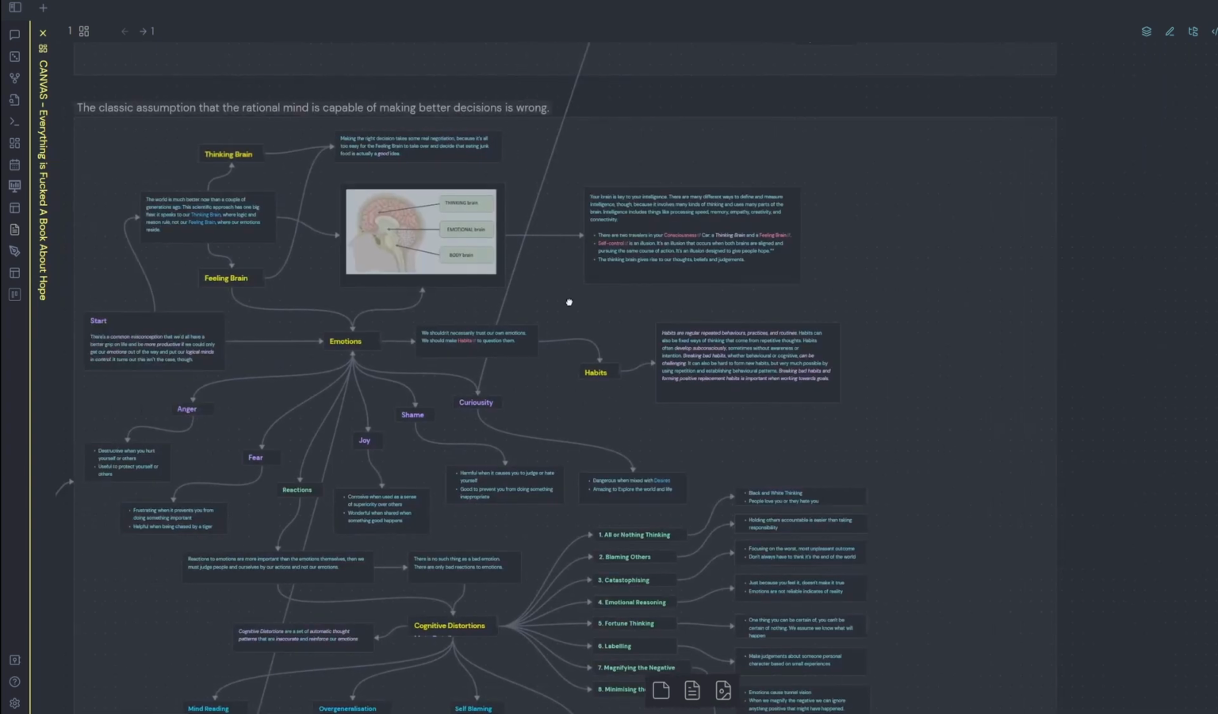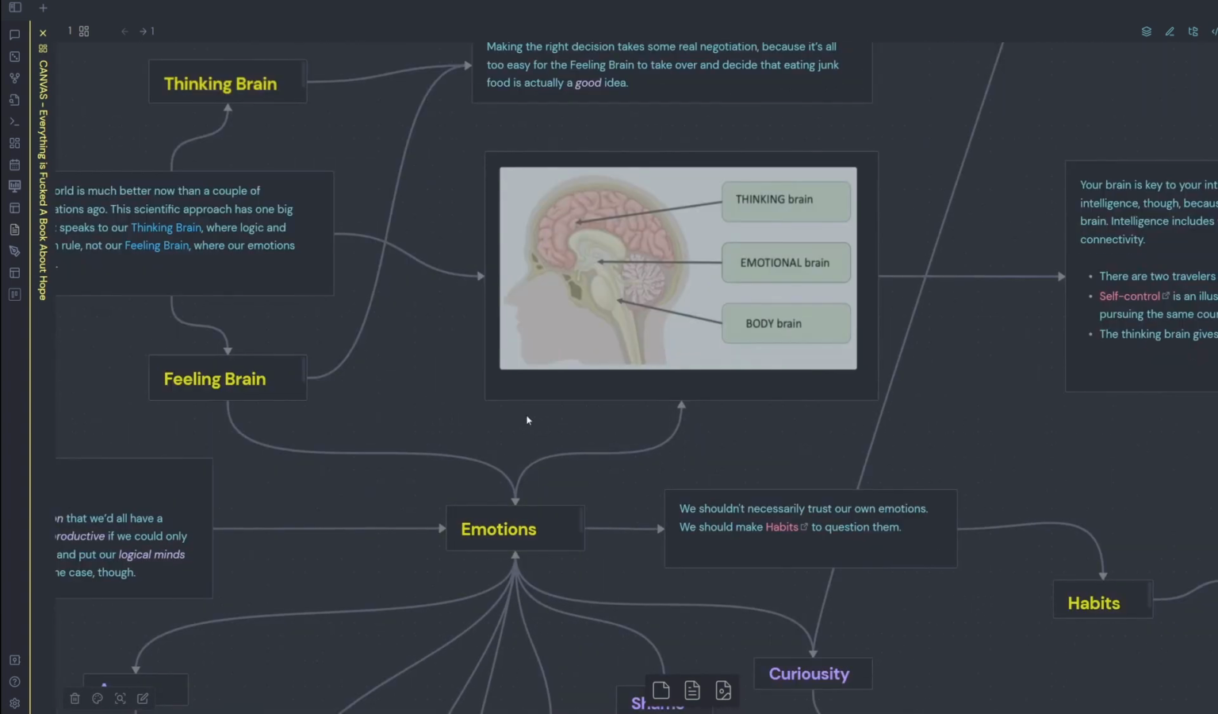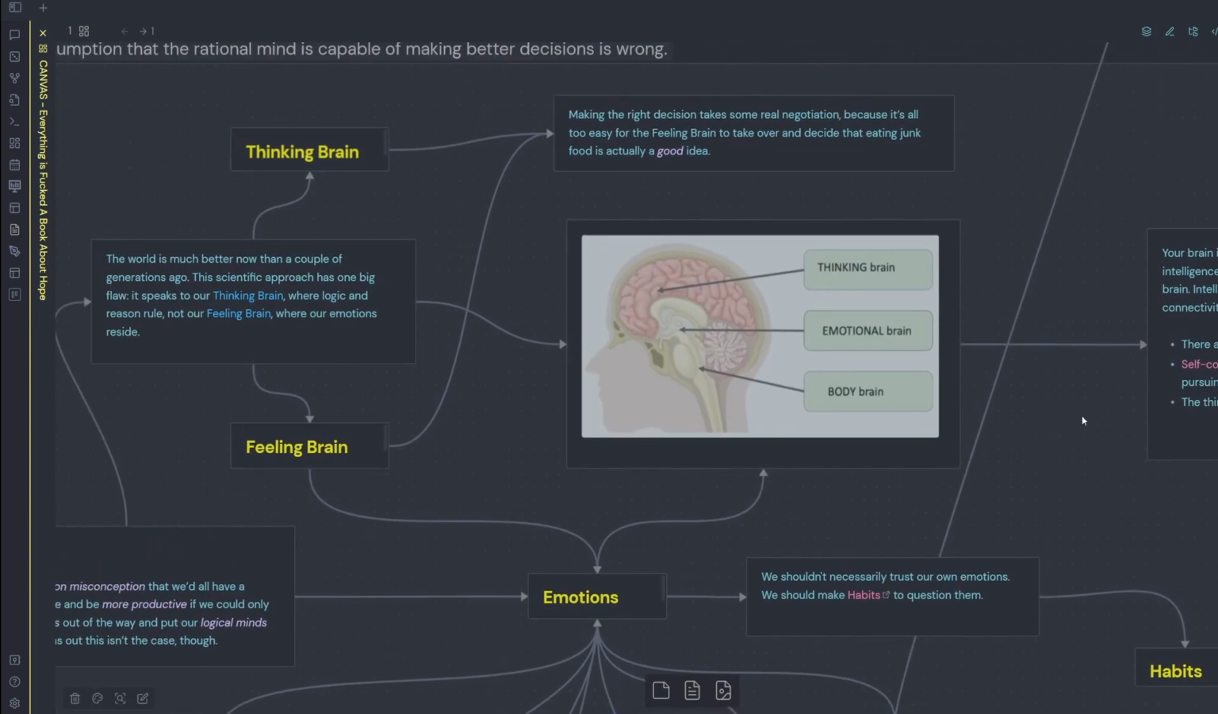If we go back to emotions, we can see we have 3 parts of our brain. We have the thinking brain, the emotional brain, and the body brain. The world is much better now than a couple of generations ago. The scientific approach has one big flaw though. It speaks to our thinking brain, where logic and reason rule. It doesn't speak to our feeling brain, where our emotions reside. Making the right decision takes some real negotiation because it's all too easy for the feeling brain to take over and decide that eating junk food is actually a good idea.